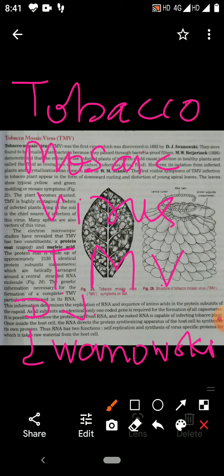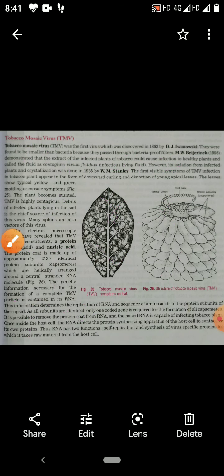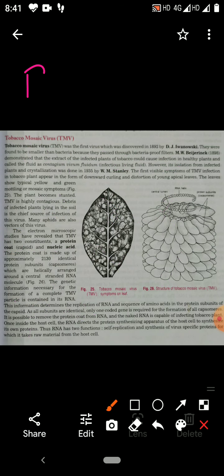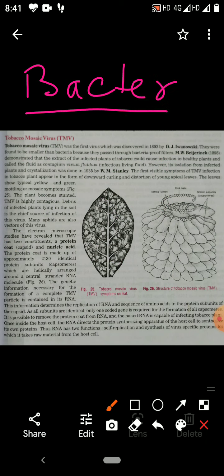Tobacco mosaic virus is very small. It is much smaller than bacteria because it can pass through bacteria-proof filters. So if they are able to pass through bacteria-proof filters, it means they are very small in size.